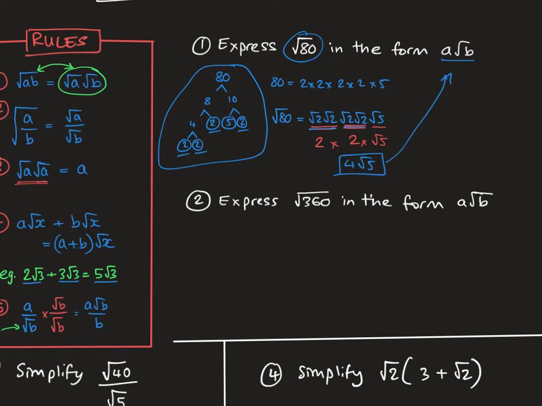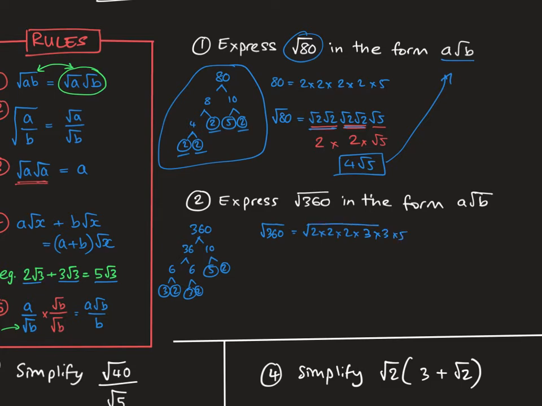Let me give you another example. If we take 360, that can be broken down into 36 times 10, which is 6 times 6, and that is 5 times 2 here. The 6's can be broken down into 3 and 2, and again 3 and 2, which means that the square root of 360 could be written as the square root of 2 times 2 times 2 times 3 times 3 times 5.